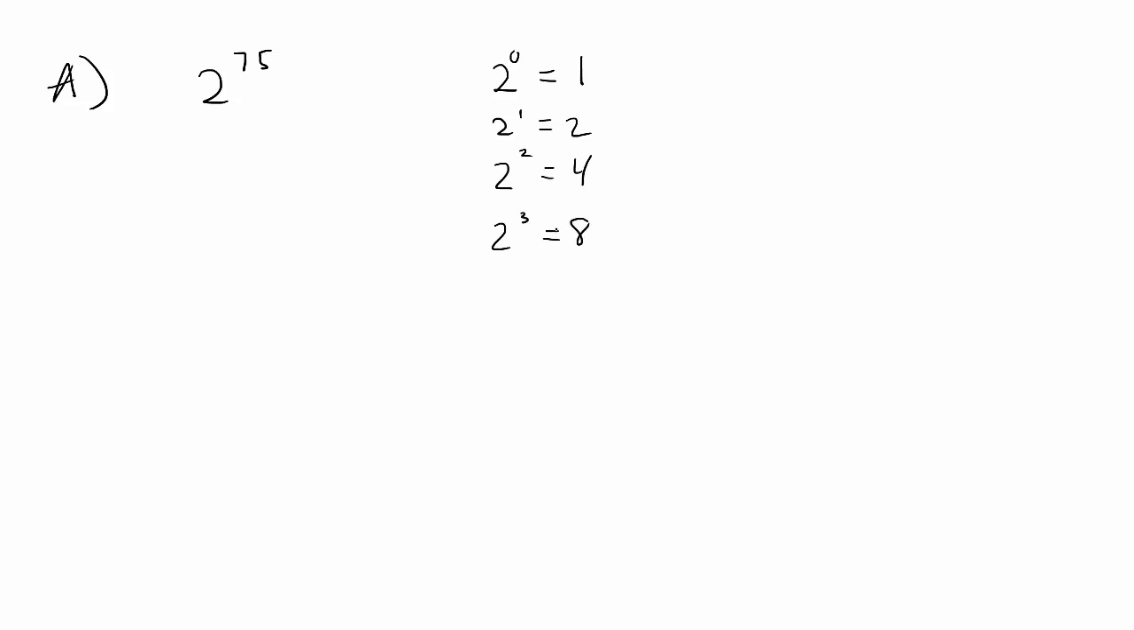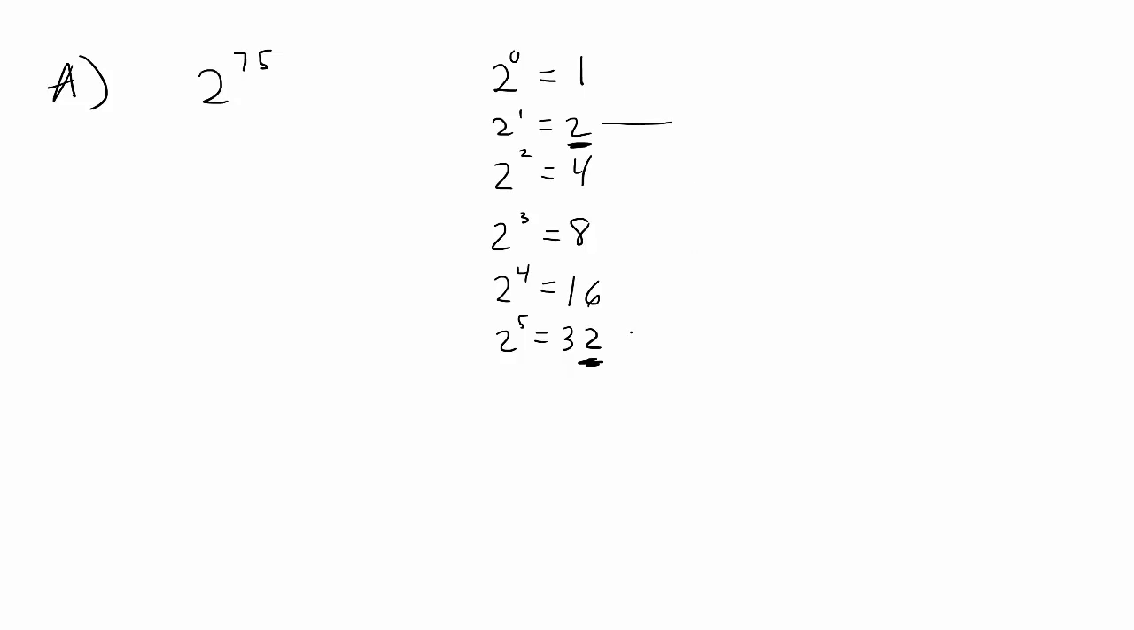And what I'm going to do is keep writing these out until I get two numbers on the right-hand side of the equation where the units digit is the same. 2 to the 4th, 16. 2 to the 5th, 32. And there I have it, 2, 2, the units digit.